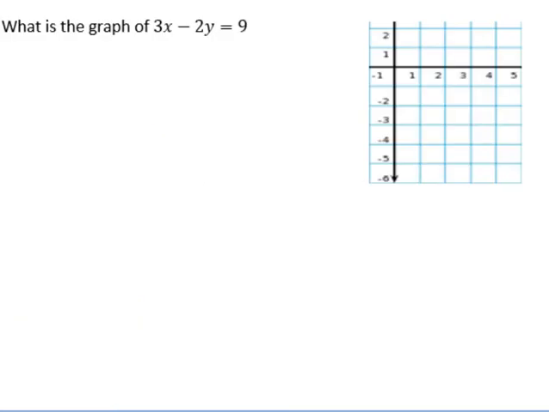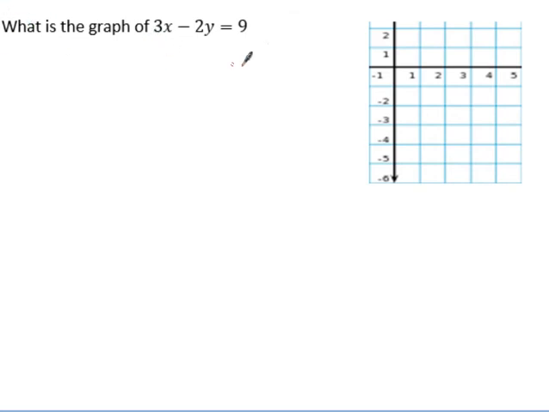Okay, so here's what we do. Here I have an equation in standard form: 3x minus 2y equals 9. I still have an x and a y, so it's still a linear equation. There's still x, there's still y. That means this is still going to graph a line. So what I'm going to do is graph by using the intercepts.